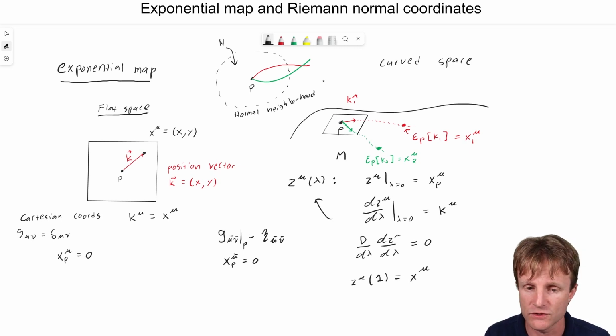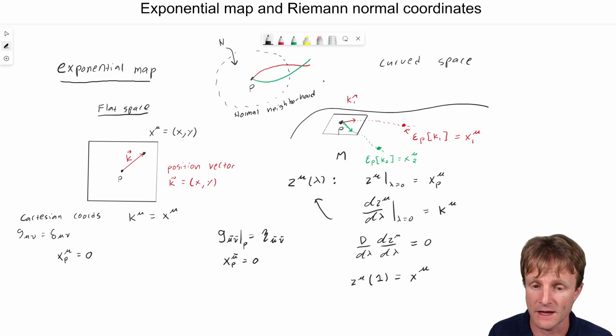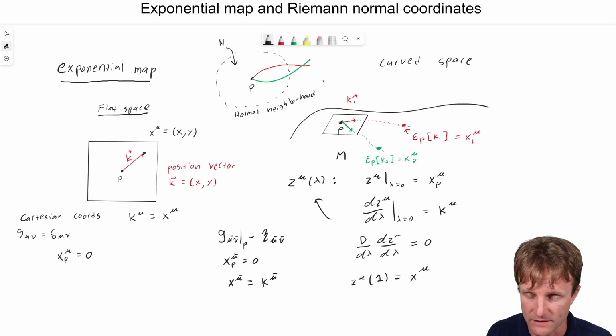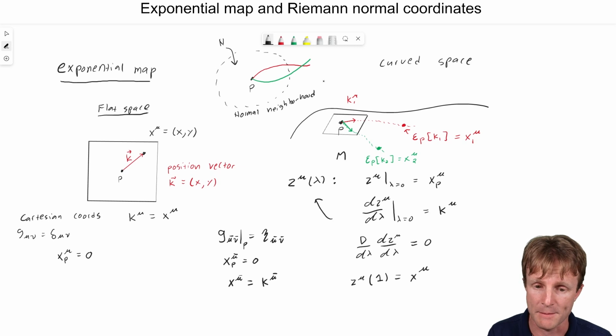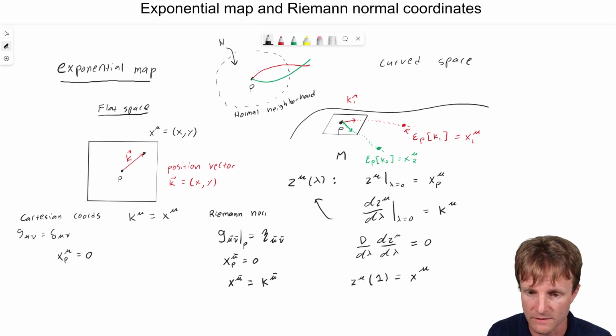And the last equation, k mu equals x mu, well, we'll just flip that around and take that as the definition of our coordinate x mu bar. It's just this vector k mu that's present in the exponential map. It's really the inverse exponential map. These coordinates are called Riemann normal coordinates.